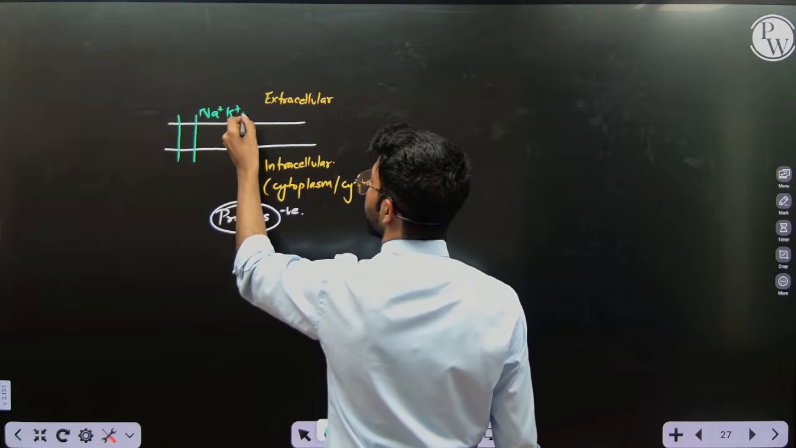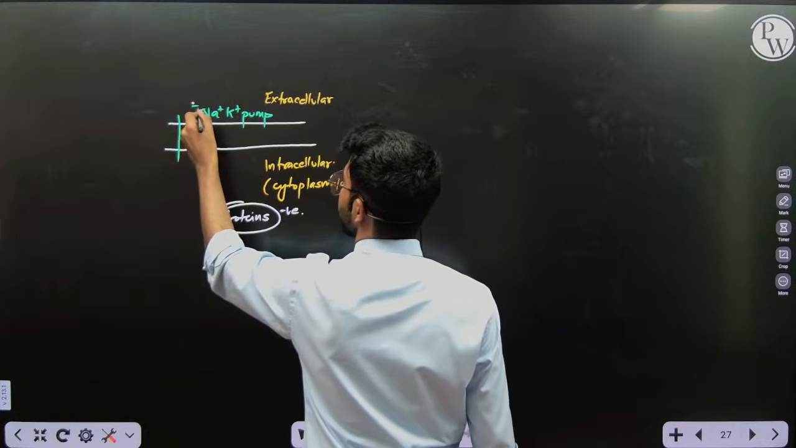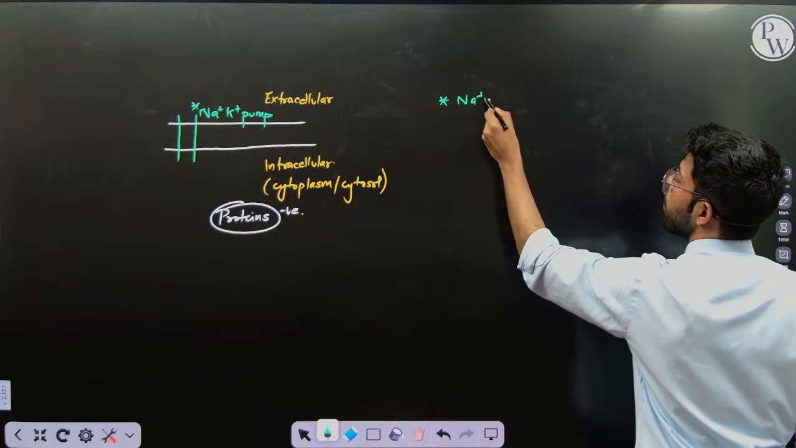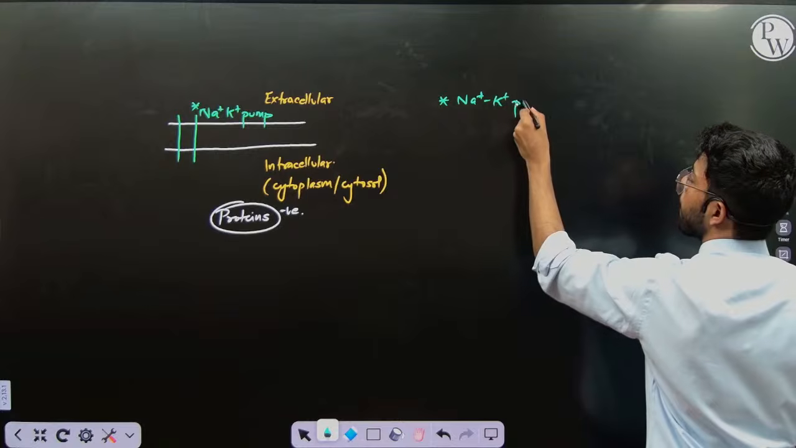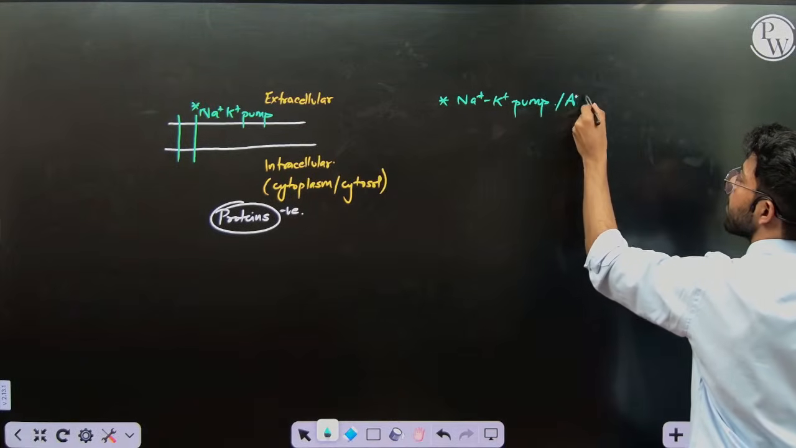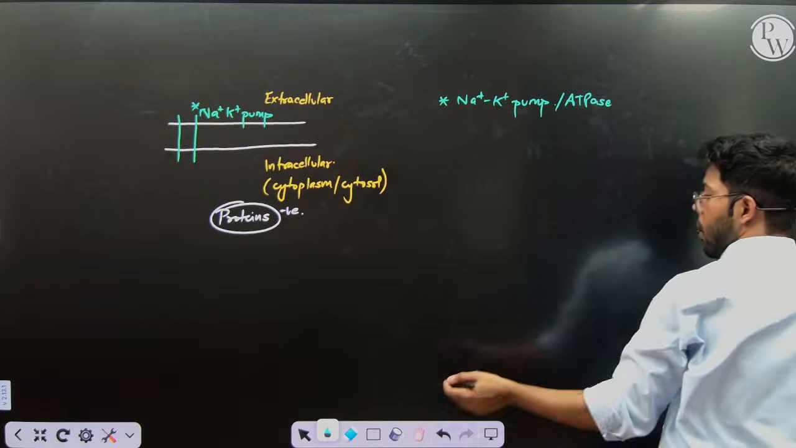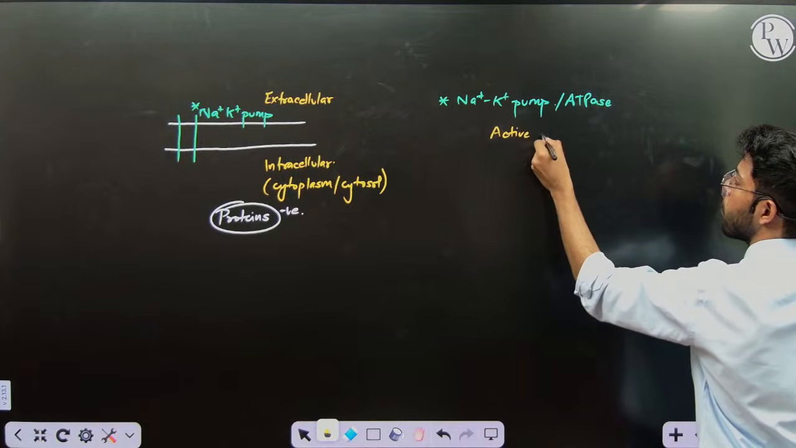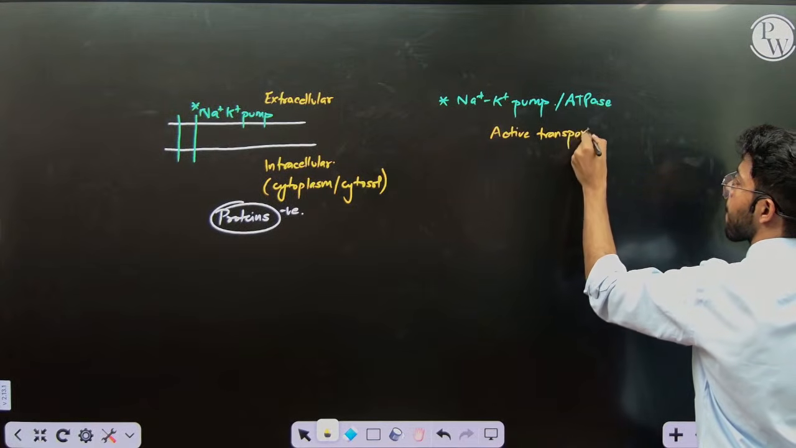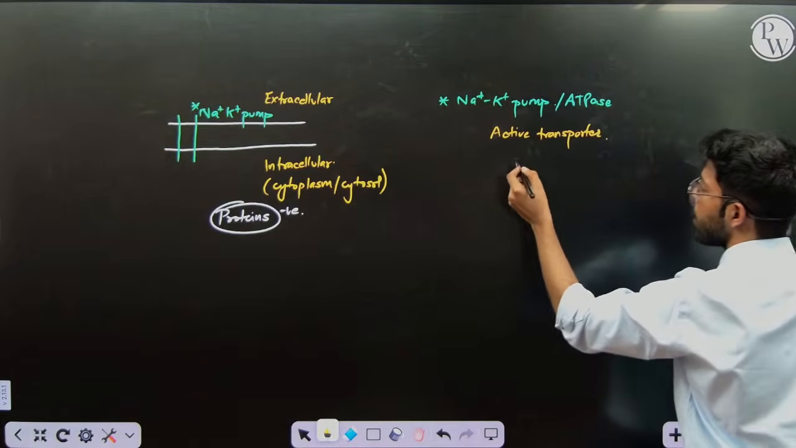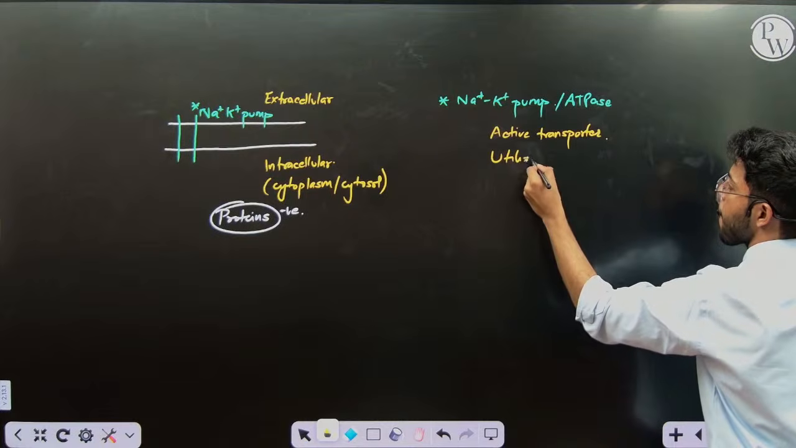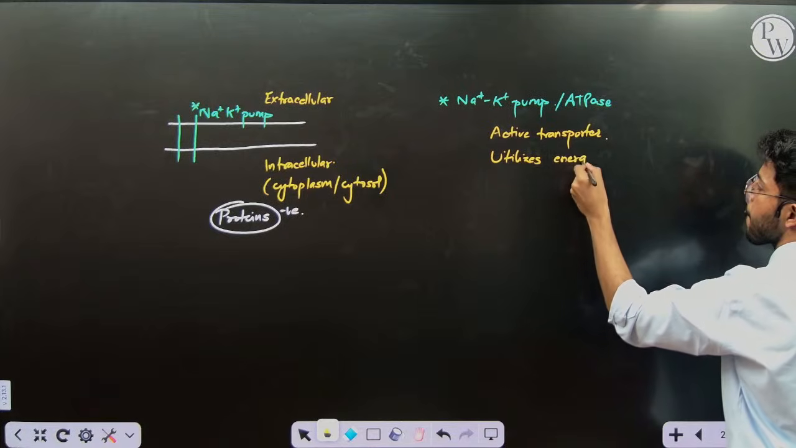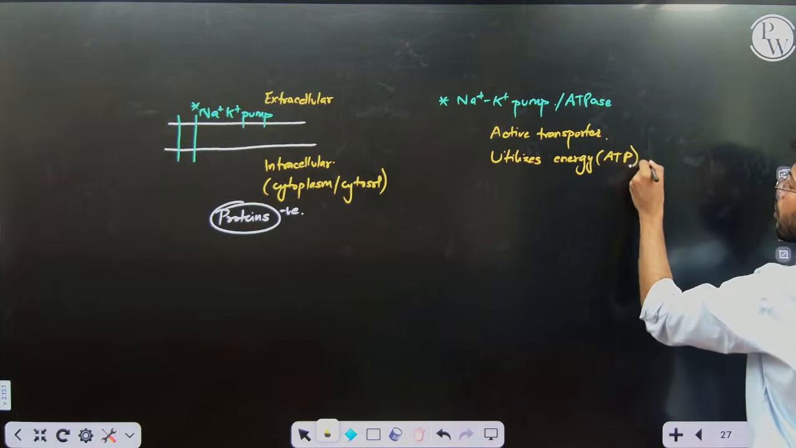The sodium potassium pump. Let's discuss this first. So the sodium potassium pump, or we can say this is the ATPase. It is an active transporter. The first point is that it is an active transporter. That means it utilizes energy in the form of ATP.